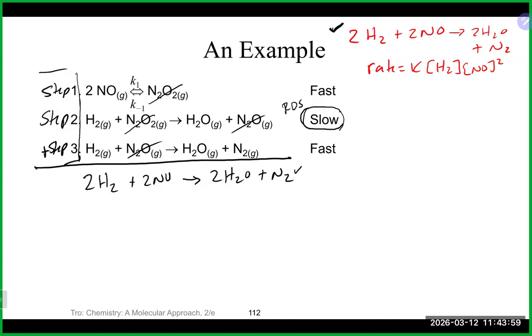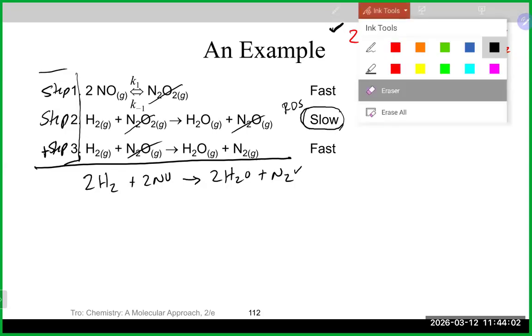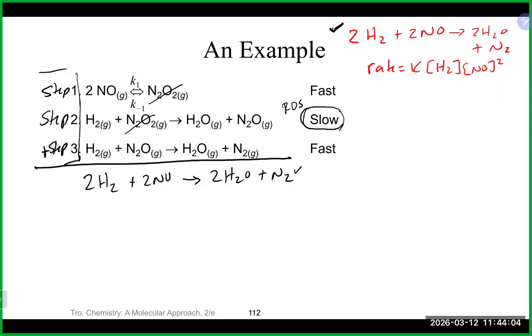So that means if I were to just look at step number 2 here and write a rate law, I'm going to get rid of all my cross outs here. If I wrote the rate law for step number 2, which is our rate determining step, the rate would equal k times H2 and N2O2. Now, we want to know, does the slow step's rate law match the one that was found experimentally? The answer actually is you don't know yet. So that's the actual true answer.